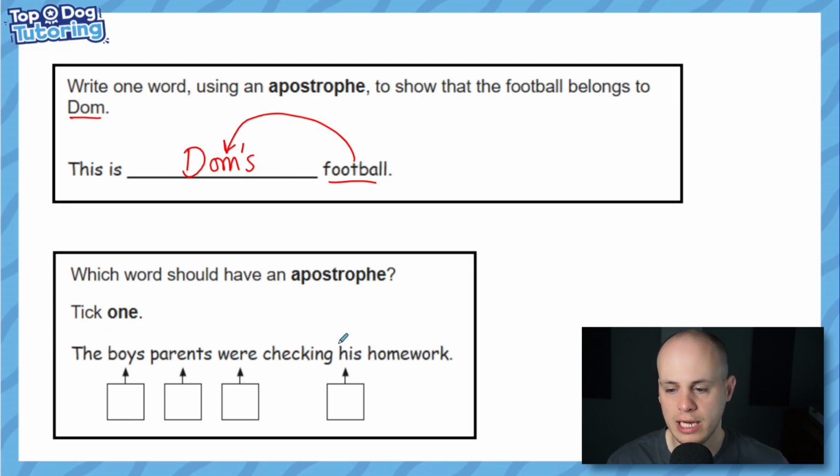The boy's parents were checking his homework. Now, were is not we're. Classic mistake there. People think, oh, we're. No, it just says the word were this time. His doesn't need an apostrophe. That's already possessive. Parents or boys.